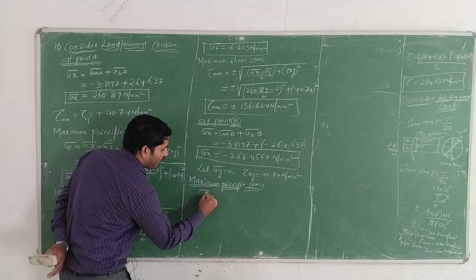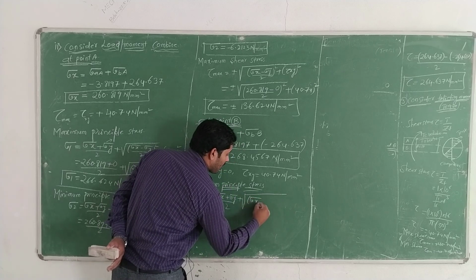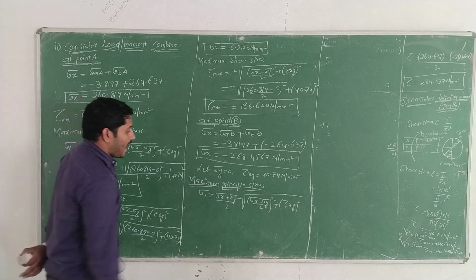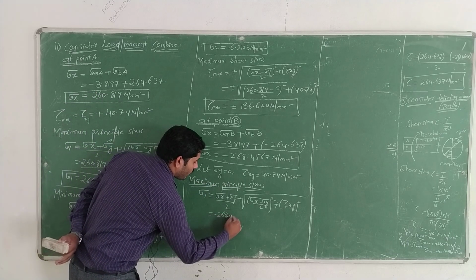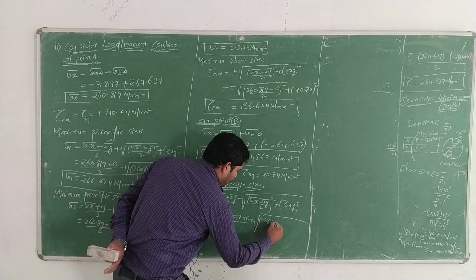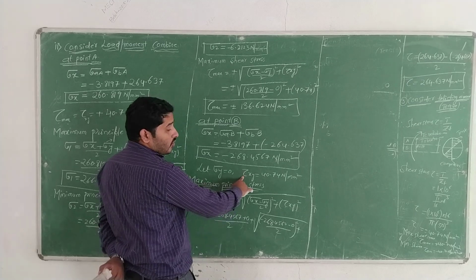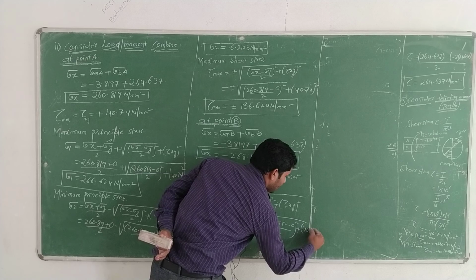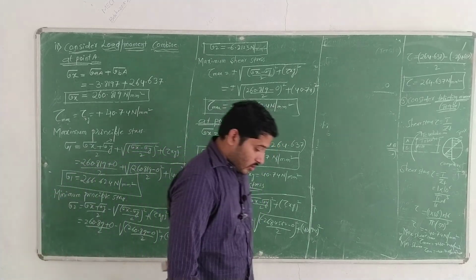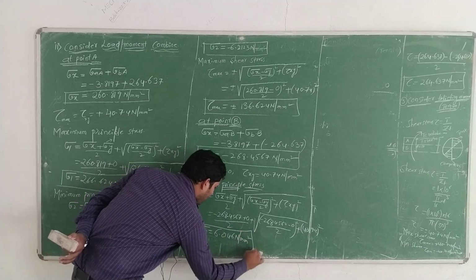We have the formula: sigma 1 equal to sigma x plus sigma y by 2 plus under root of sigma x minus sigma y by 2 whole square plus tau xy whole square. Okay dear, sigma x value is how much we got here? Minus 268.4567. Sigma y value is 0 by 2 plus under root of minus 268.4567 minus 0 by 2 whole square plus tau xy value, 40.74, whole square. If you calculate the value with the help of calci, then you will get the answer 6.046 Newton per mm square. That is the value of sigma 1.